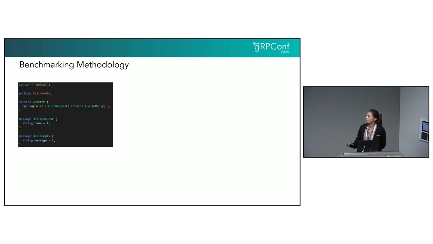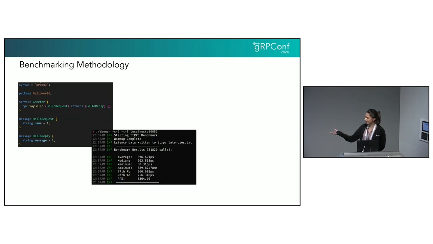For our benchmarking methodology, we used very simple protobuf files from the official repos of gRPC and TtRPC, very simple hello request, hello reply protobufs. We generated the required binaries and definitions, and once we were done, we created a tool which allows you to specify the concurrency and the time for which you want to do the measurement.